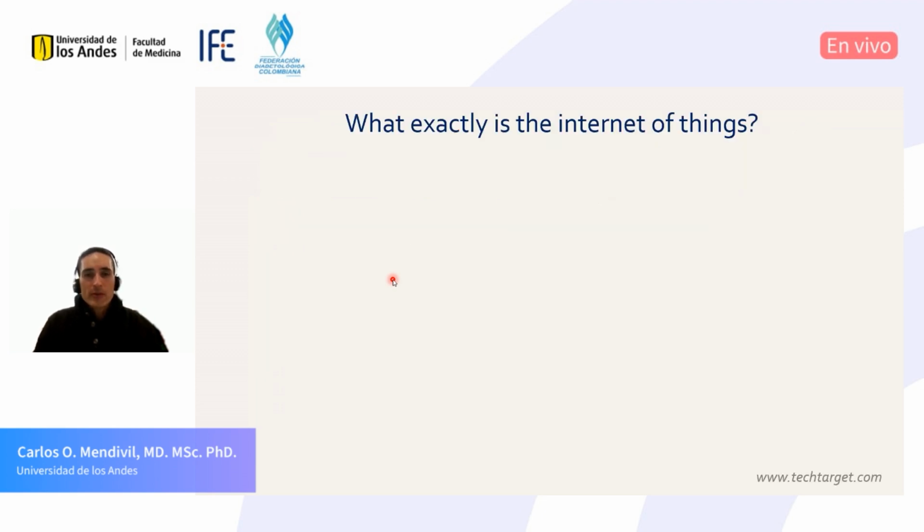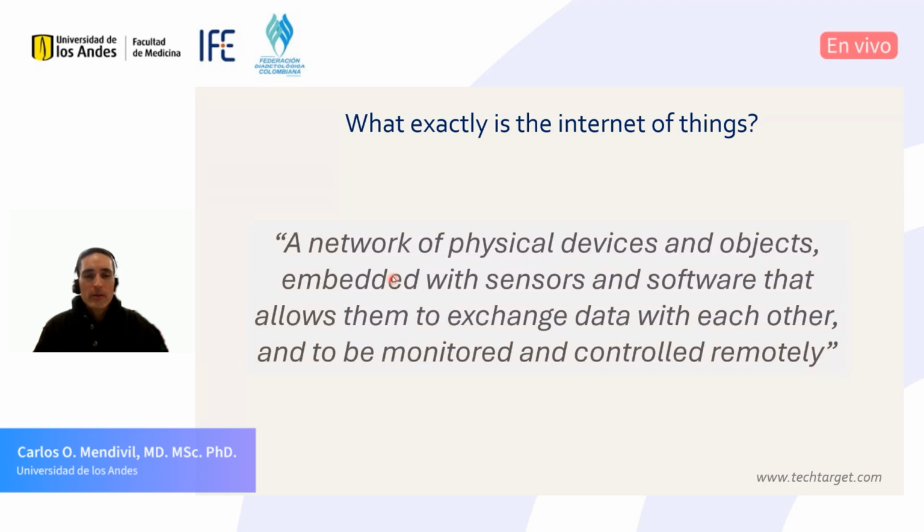So, of course, the first question that comes to mind in this context is what exactly is the Internet of Things? What are we talking about? Well, the official definition is that the Internet of Things is a network of physical devices and objects embedded with sensors and software that allows them to exchange data with each other and to be monitored and controlled remotely. So we are talking about gadgetry and devices, physical things that have the ability to communicate with each other and to help people take decisions. Sometimes they can be autonomous. More often than not, they involve some kind of interaction with the user.